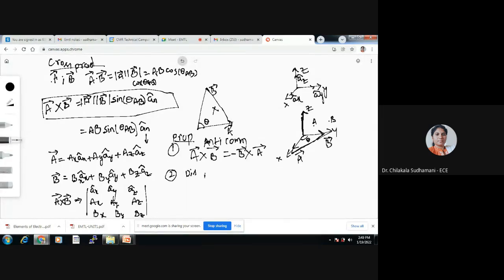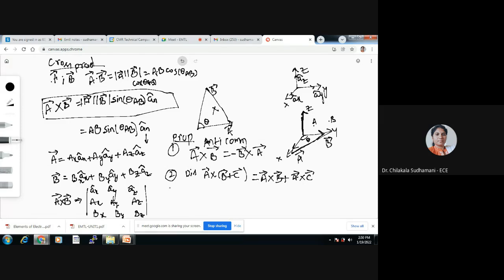Distributive property means A bar cross (B bar plus C bar), with three vectors I am considering. Then the distributive property of this one is A bar cross B bar plus A bar cross C bar. It is satisfying this distributive property.